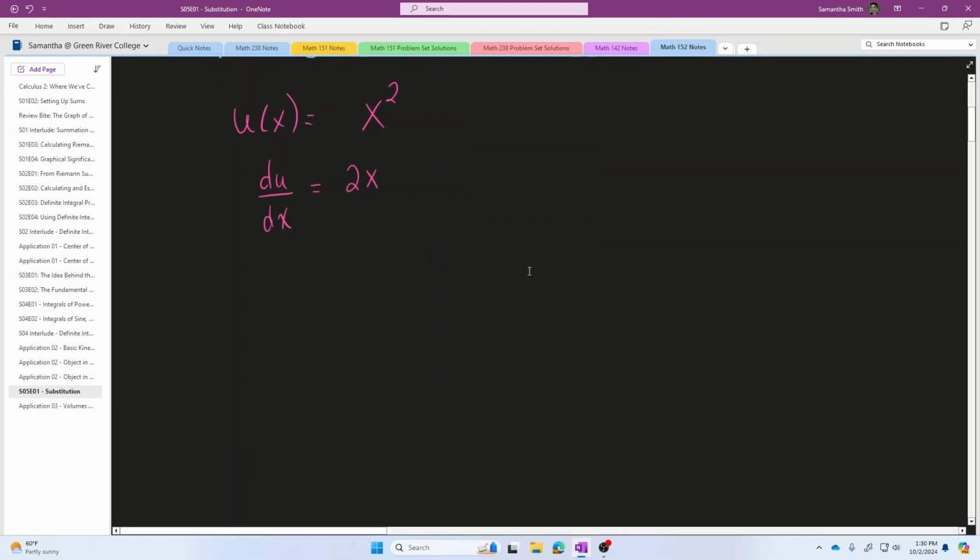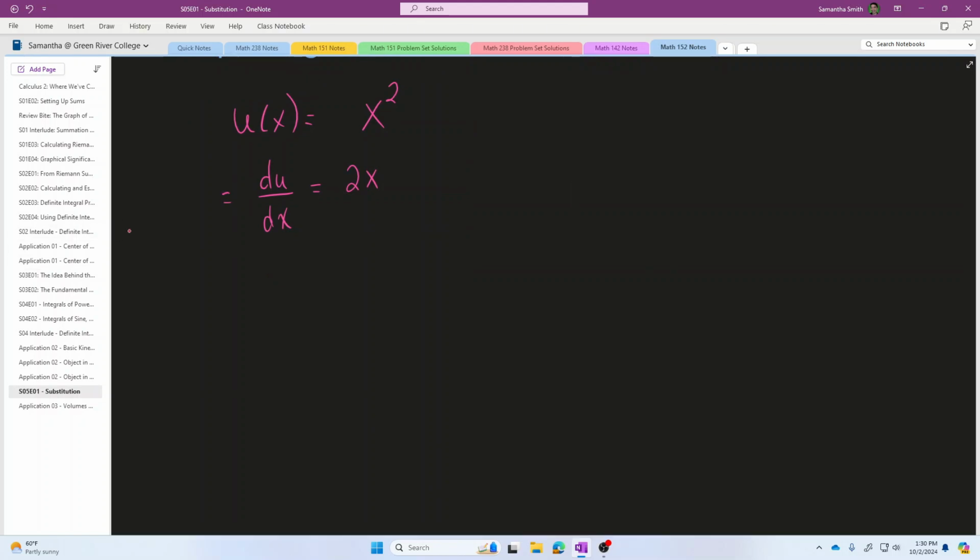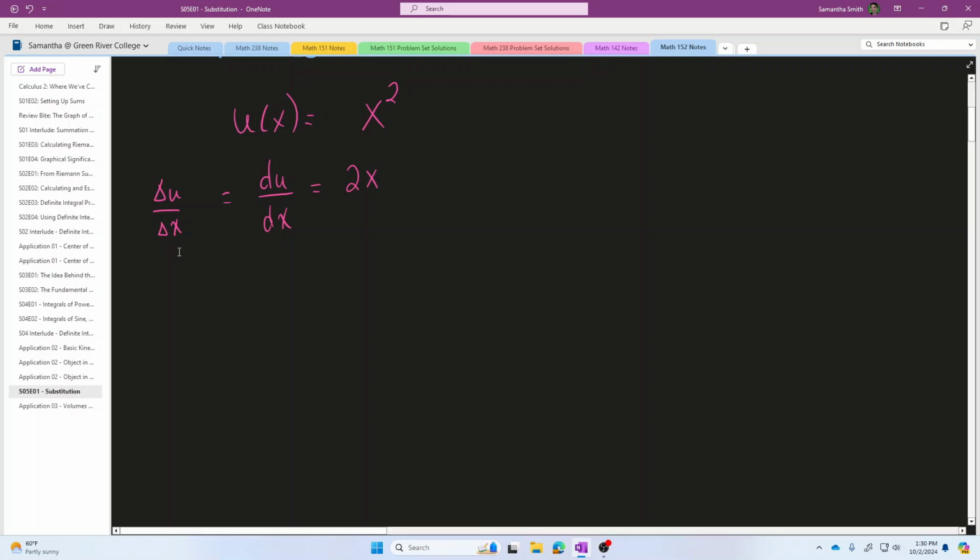This du over dx comes from the fact that the derivative is basically a little change in the output values divided by a little change in the input values. The only difference between this fraction and this fraction is the size of the delta x. dx is just standing for a delta x that's very, very small.